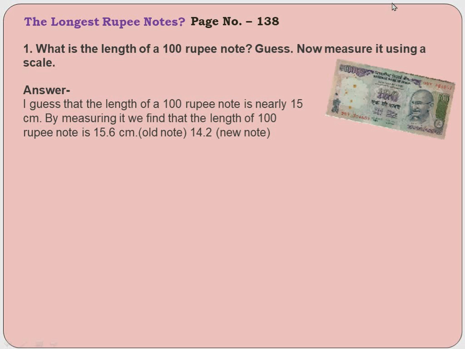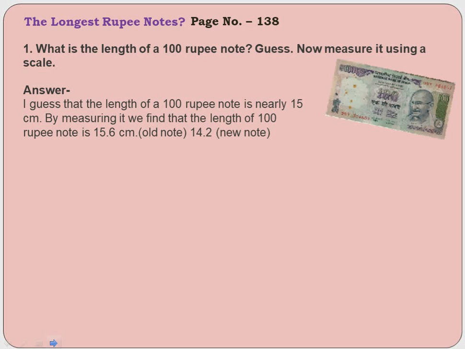So by guessing I said some 15 centimeters. Okay, so I am writing that same here. I guess that the length of a 100 rupee note is nearly 15 centimeters. By measuring it we find that the length of a 100 rupee note is 15.6 centimeters for the old note and 14.2 for a new note. What is this old note and new note, children? Because the new notes have come, yes or no?